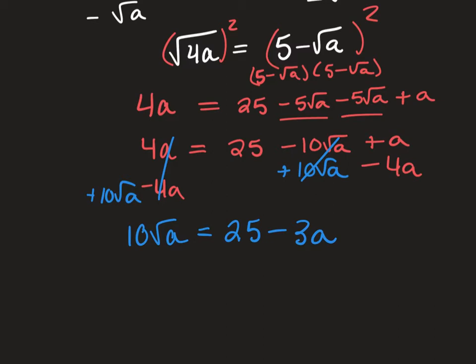Okay. All right, so then now we have to square both sides again to get rid of that square root of a. So we're going to put that in parentheses, square it, put that in parentheses, square it. So on the left, since we have that 10, we have to square it as well. So 10 squared is 100, and then the square root of a squared is just a. So we get 100a on the left, and then we have to FOIL on the right.